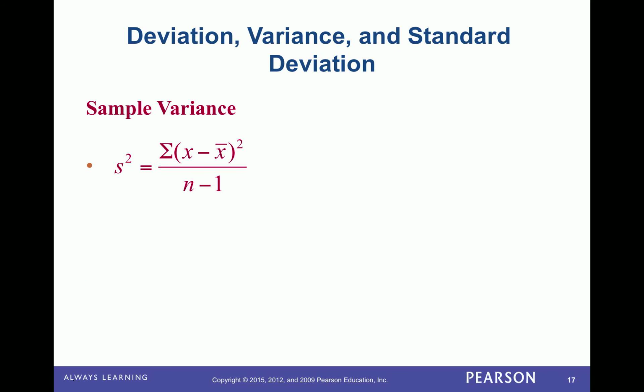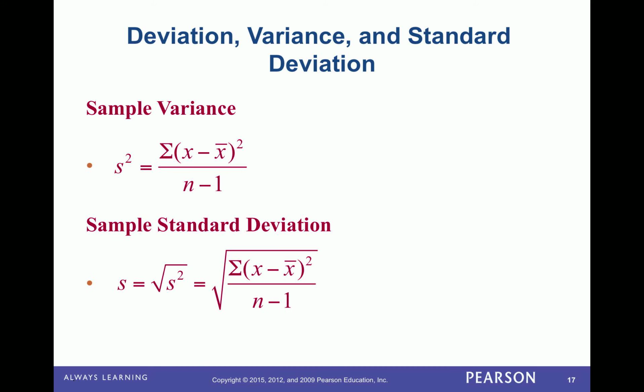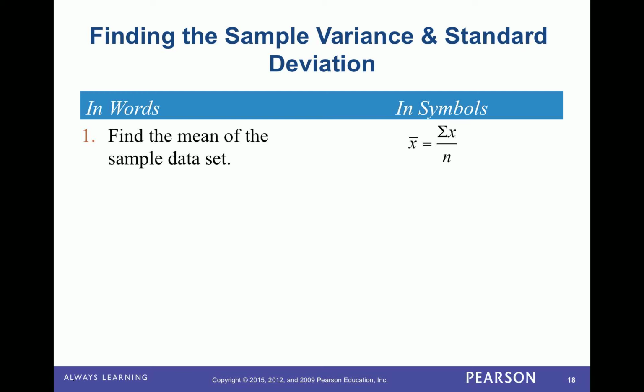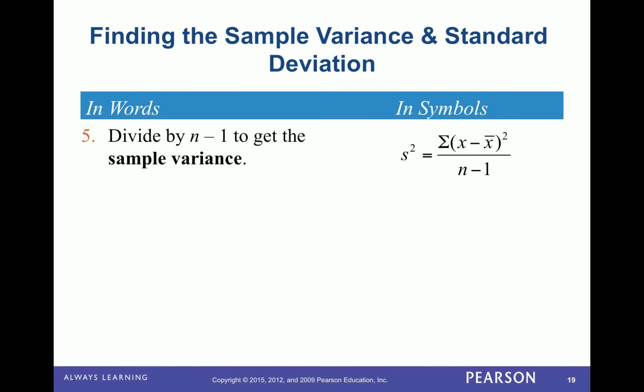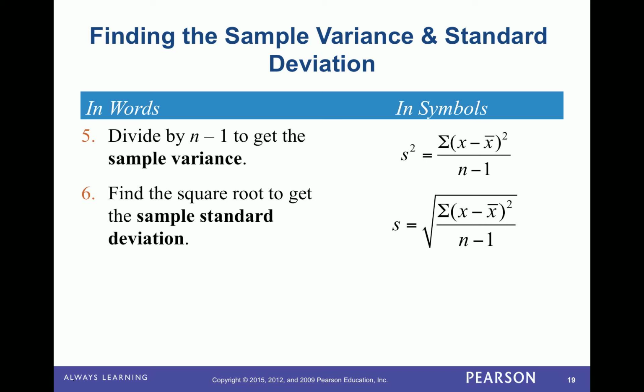Sample variance is the sum of the deviations from the mean of the sample squared, divided by the total number of sample items minus 1. And then the sample standard deviation is the square root of the sample variance. So first you find x bar, which is the sample mean, the sum of all the elements divided by the total. Then you find the deviation of each entry, then the square of the deviation. You sum them, and then you divide by n minus 1 to get the sample variance. To get the sample standard deviation, you take the square root of your sample variance.